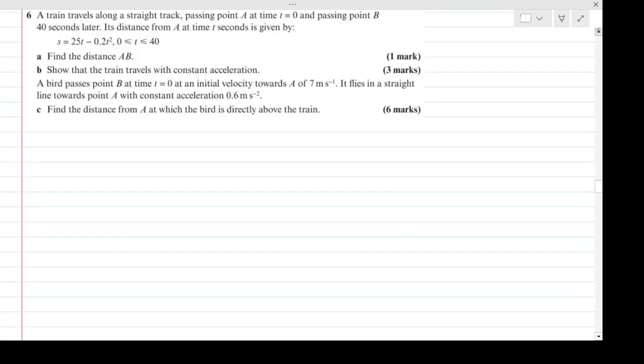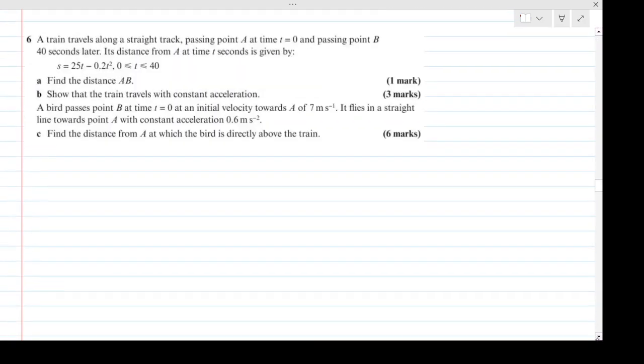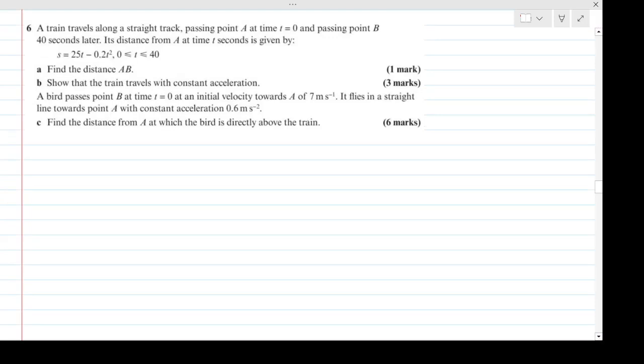Right, let's have a look at this question here, and the final part of the question can get a bit tricky, but let's have a look. So we're told here a train travels along a straight track, passing point A at time t is 0 and passing point B 40 seconds later. Its distance from A is given by S is 25t minus 0.2t squared. And for part A, it wants me to find the distance AB. So AB is the length from A to B, right? The distance from point A to point B.